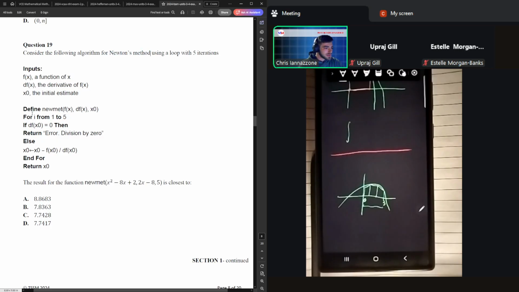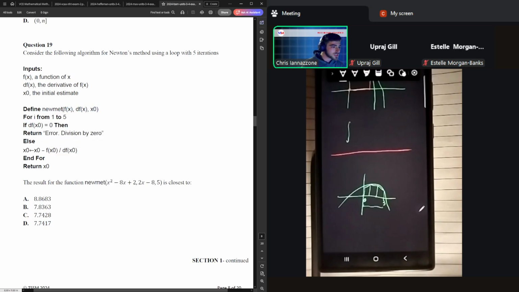Okay, Newton's method, again, that means we can already have a decent amount of context as to what's going on. 5 iterations, yeah, checks out. We've got a for loop from 1 to 5. Inputs, as earlier, so we've got f, we've got the derivative, and we've got the initial estimate. Makes sense. That's how Newton's method works.